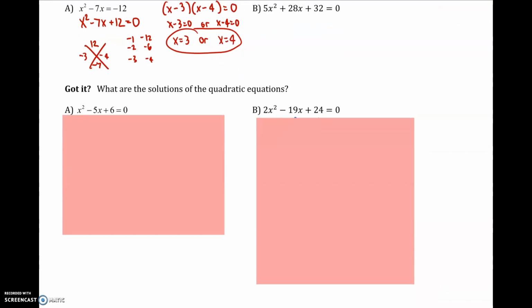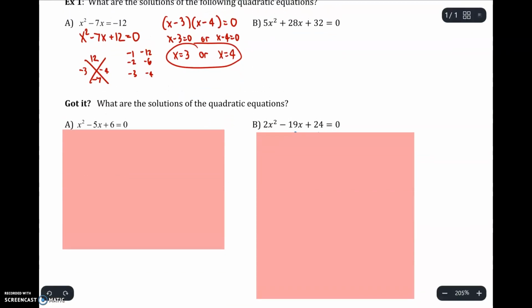I'm going to look at our answer underneath here before we look at part B. Part B, with that leading coefficient, means that we would have to take another approach on that question. But looking at your answer, if you want to try that one down below for part A, x squared minus 5x plus 6 equals 0.